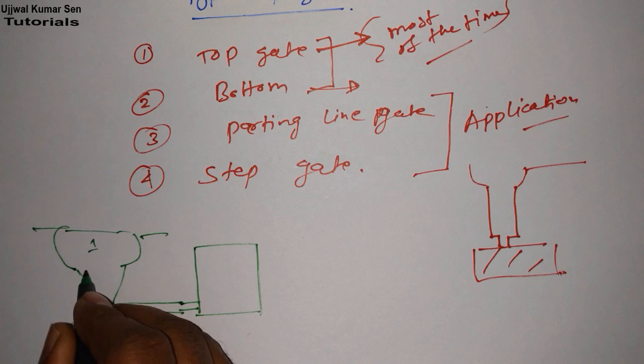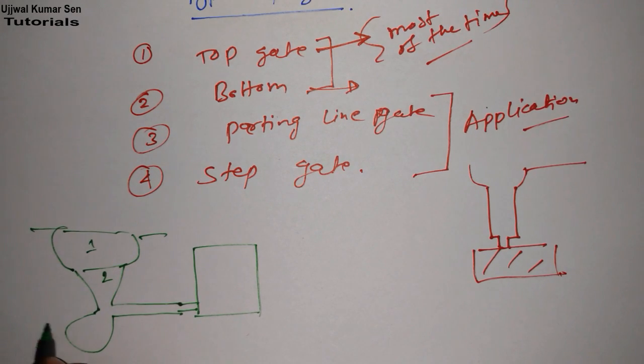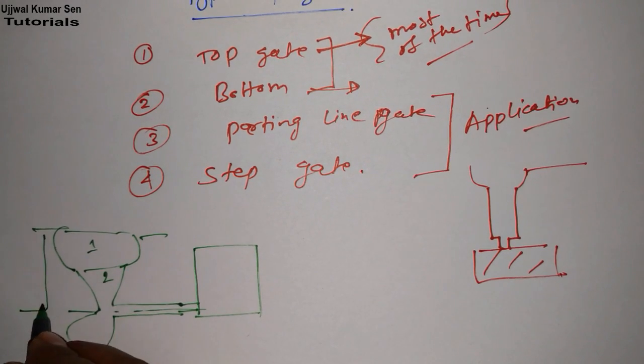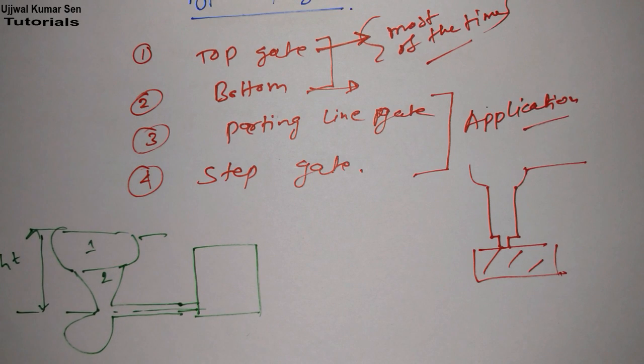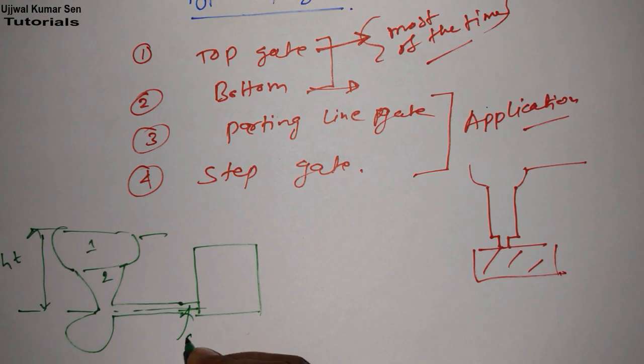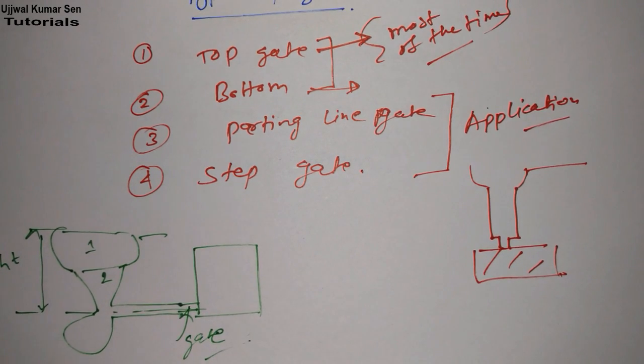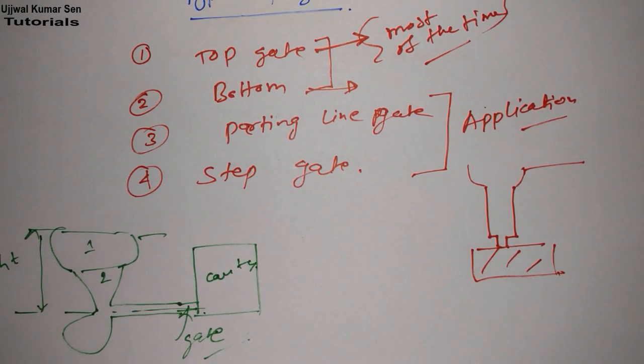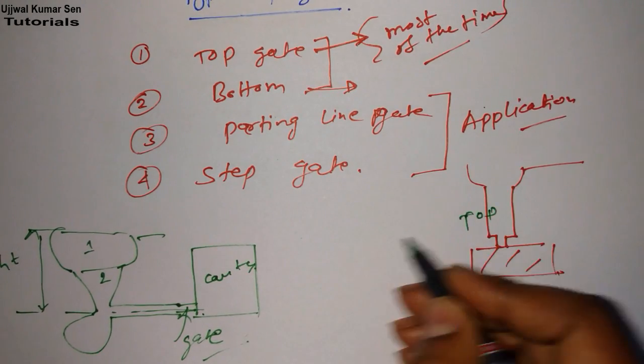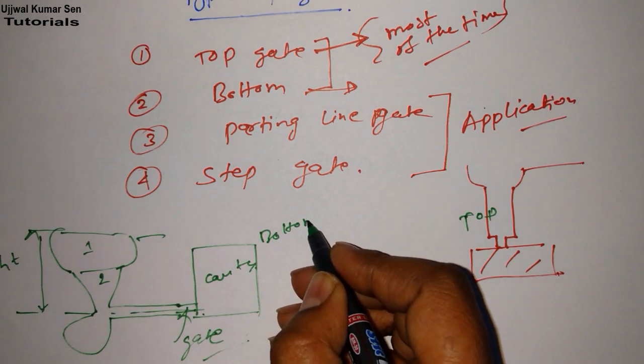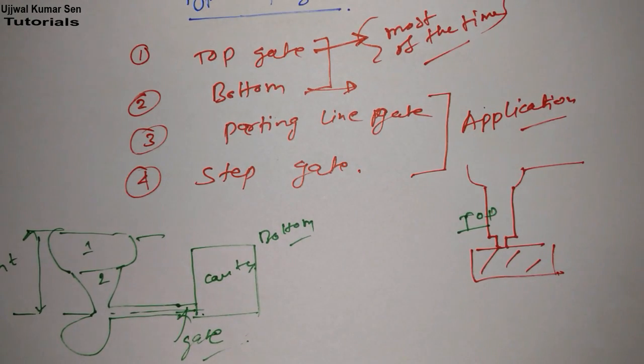This one is 1, and this one is 2, and this is HT. So we consider this is the gate. So this is known as bottom gate. We will provide the gate at the bottom of the cavity. So from these two, top gate and bottom gate, these two are most important from the gate point of view.